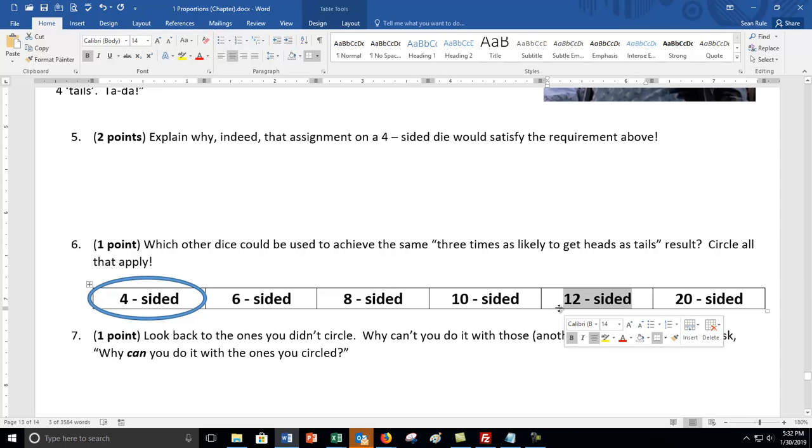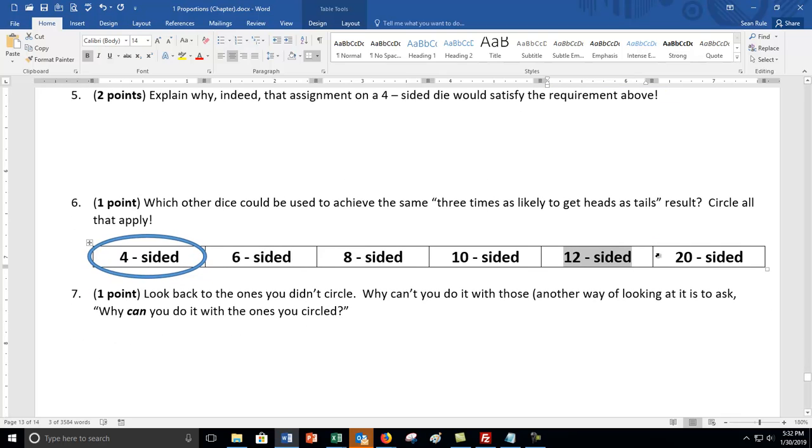5, 6, 7, heads, 8, tails. 9, 10, 11, heads, 12, tails. Done. 20 is not going to work either. If you had a 24-sided die, it would work. Or if you had a 16-sided die, it would work. We don't have any of those, though.